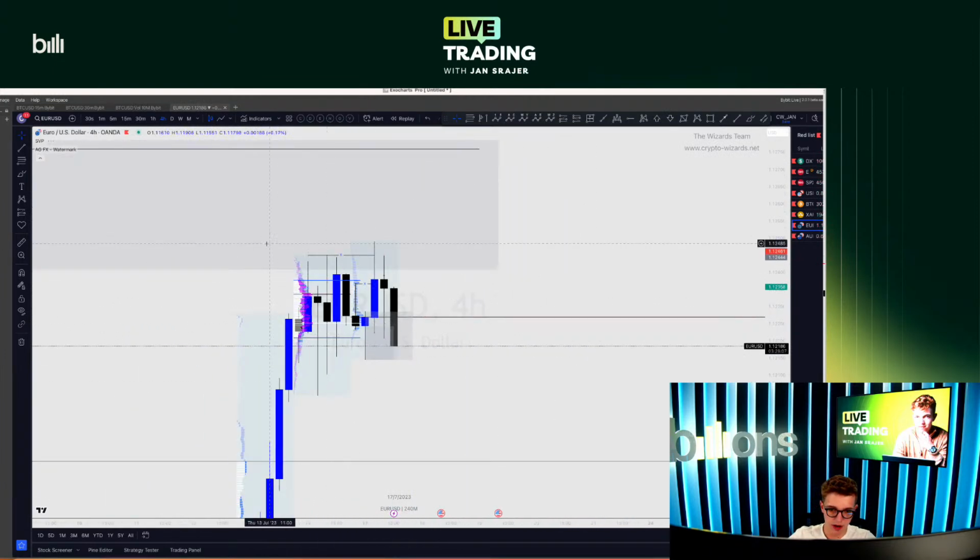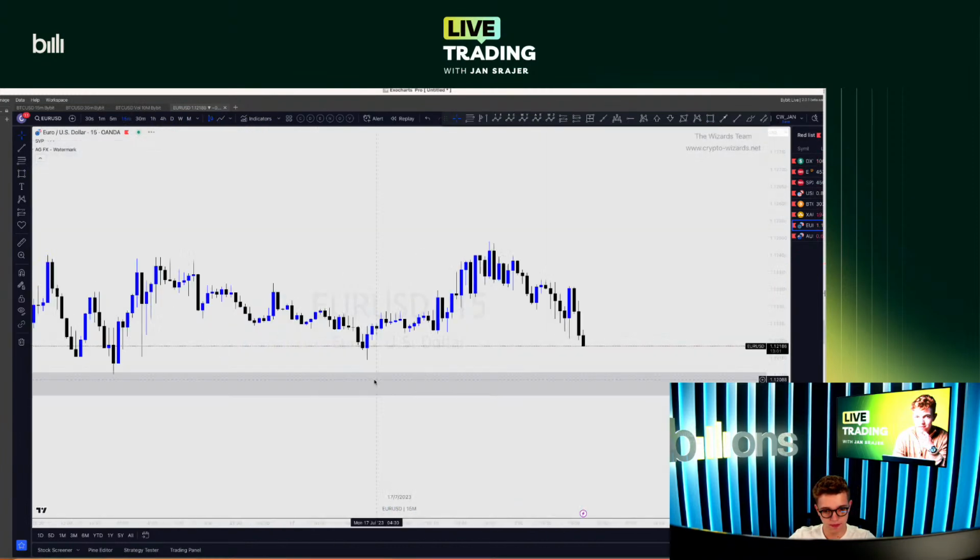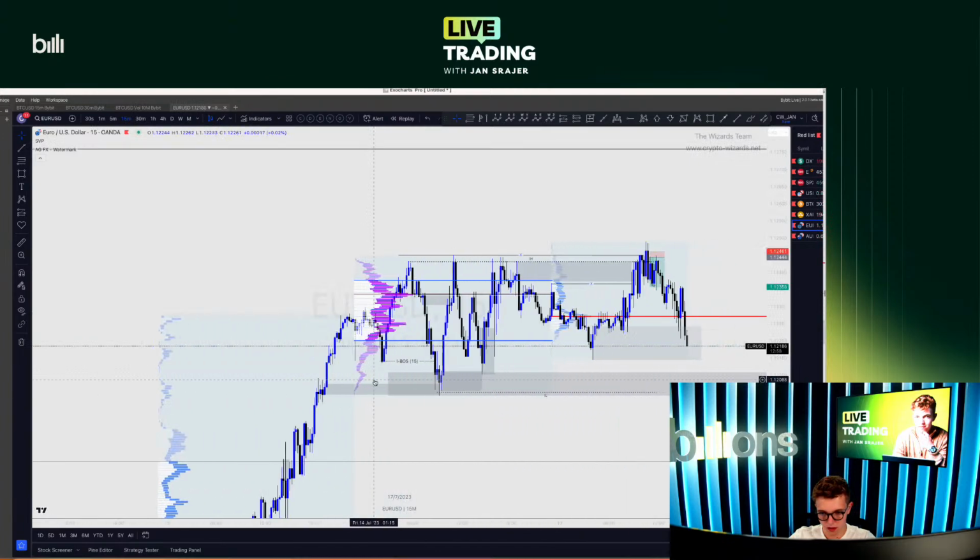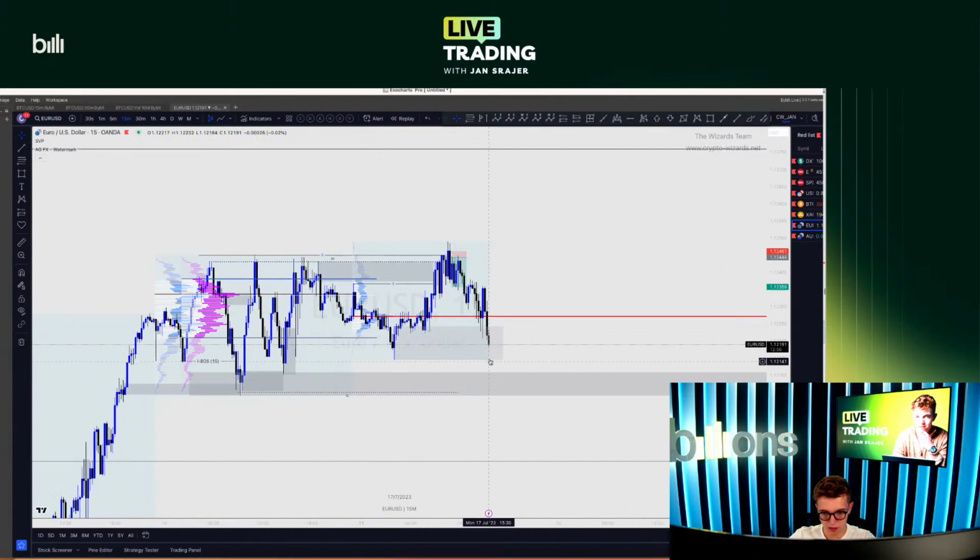This was a decent move down. We are probably going all the way down here on EU. I'll be looking for this zone to be tapped and potentially get into a long out of this zone here. This could be another trade on the EU chart. That's a strong zone.